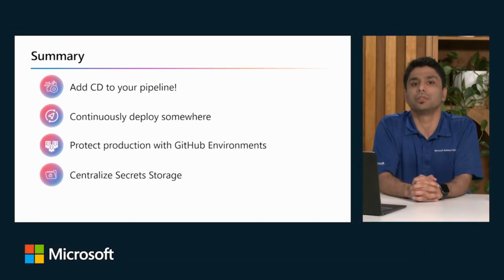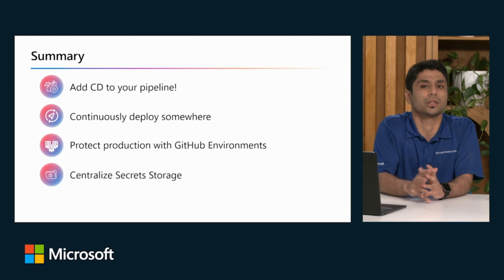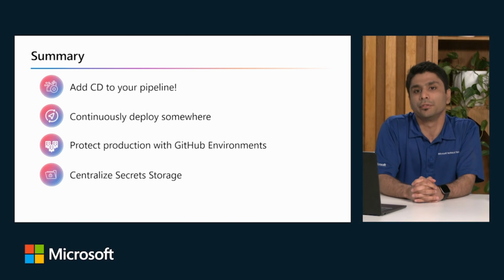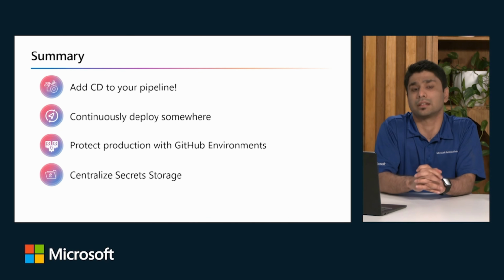Now, in summary, we have learned how we can add CI/CD to our workflows. We have learned how to continuously deploy to somewhere. We have learned how we can protect production. And we have even learned a bit about centralized secret storage using GitHub Secrets and Azure Key Vault. Now, this brings us to the end of our module 4.